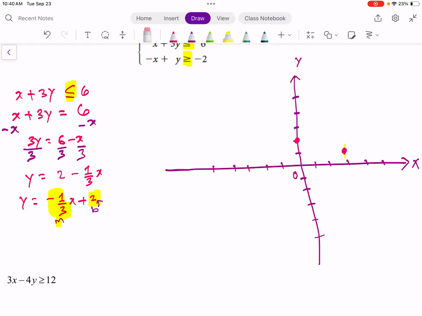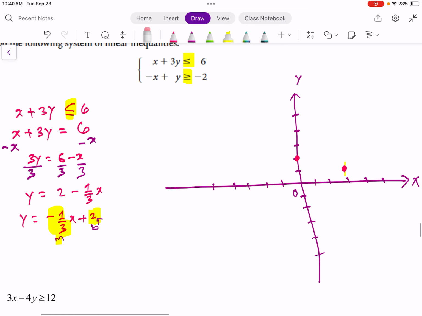We had a linear inequality. We replace inequality sign by equals to sign. We solve for y. The coefficient of x is slope, and the constant is y-intercept. We are using y-intercept and slope to find these 2 points. Okay, now before you connect these dots, you have to check what kind of inequality you have.